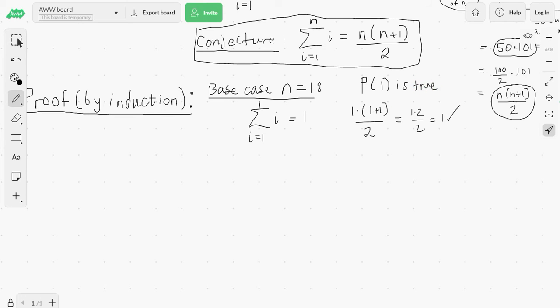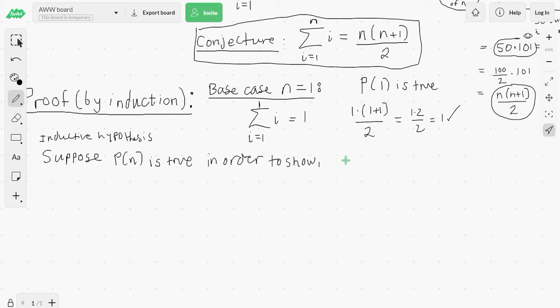Now the way general induction proofs work is you suppose, so this is our inductive hypothesis, we suppose that P of n is true, and then we want to show, under that assumption that P of n is true, that P of n plus 1 is true also.